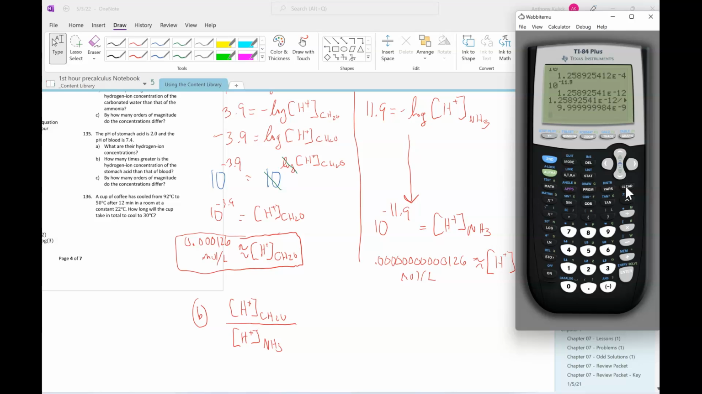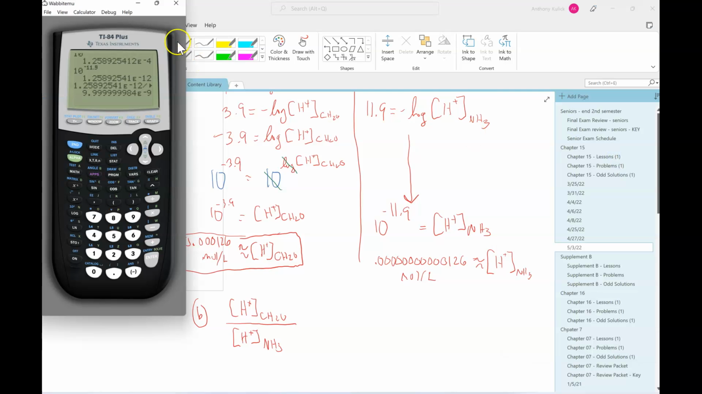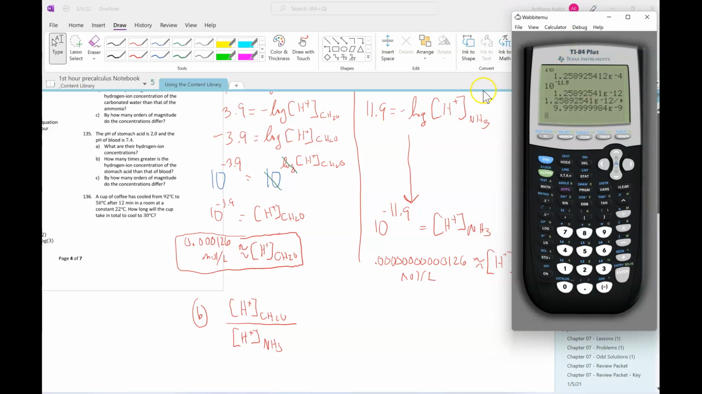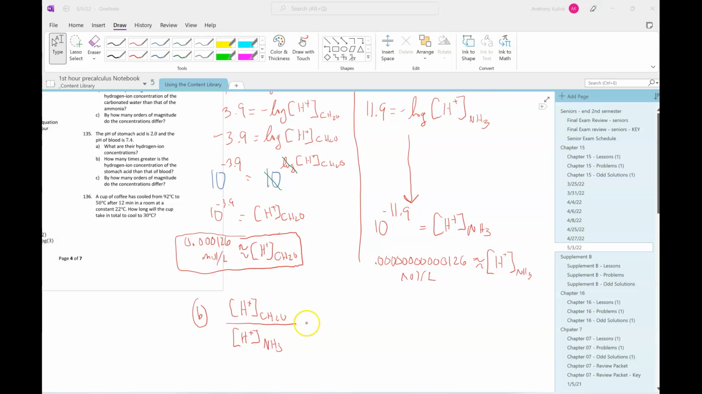Fiddlesticks. What did I do? Well, I did exactly what I was trying not to do when I labeled them: I did them in the wrong order. I put the wrong number in the wrong spot. Oh, Mr. Kulik. Well, I Kulik'd the heck out of that one. So what do we got here? We got 1, 2, 3, 4, 5, 6, 7, 8 zeros and a 1.